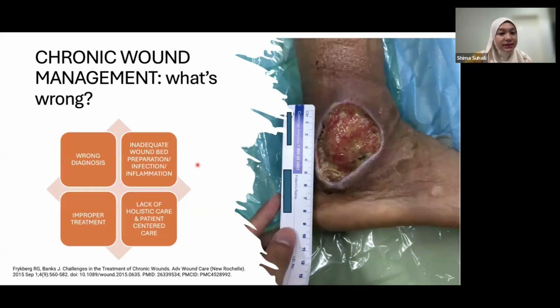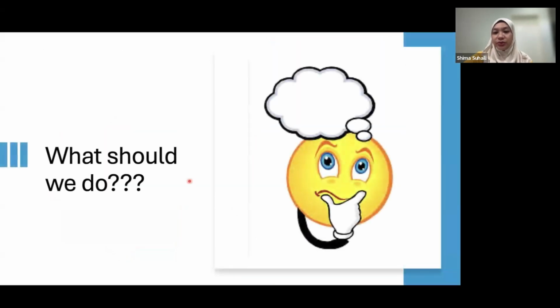Pertama adalah wrong diagnosis. Nombor dua adalah inadequate wound bed preparation, presence of infection or inflammation. Nombor tiga adalah improper treatment. And lastly, lack of holistic care and also patient-centered care. So, with this, what should we do?